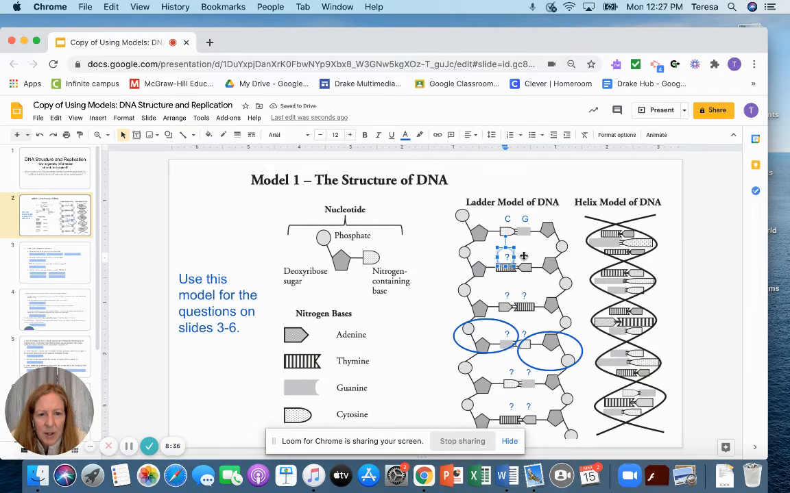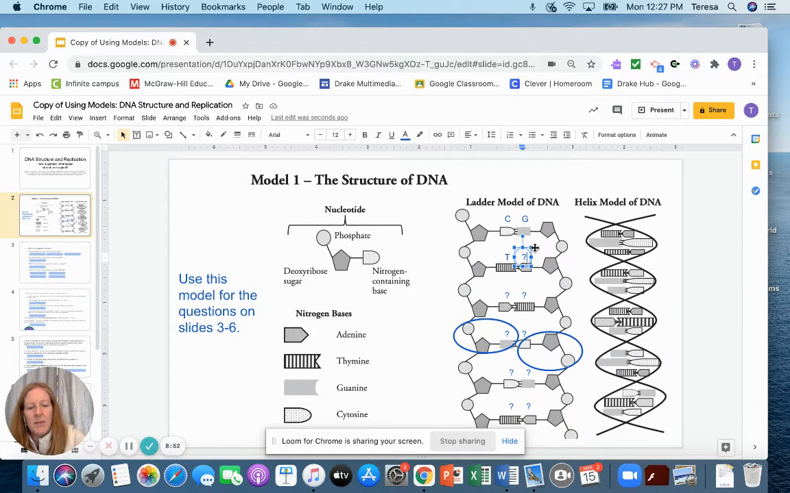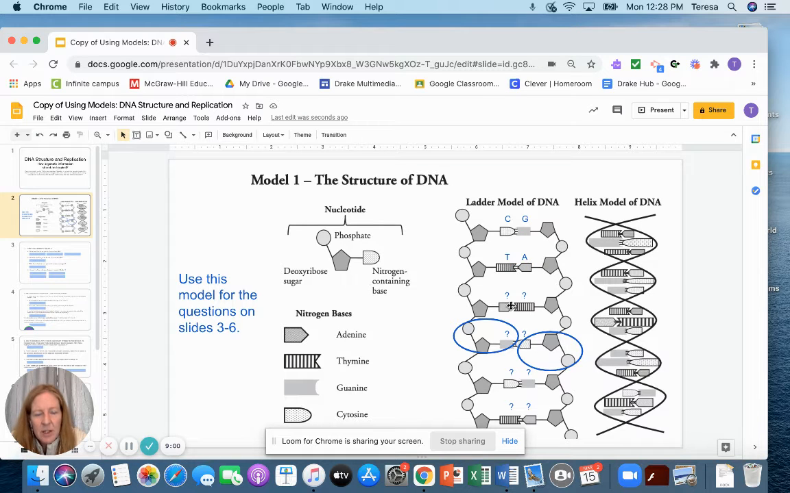Then I move on to my next pair. I've got this striped shape. That striped shape is thymine, so that's T, and thymine is paired with the gray with the black outline with the little arrow. So that is adenine, so I'm going to abbreviate that A, and you continue that process the whole way down this chain so that you can see what bases are paired together through the whole chain.